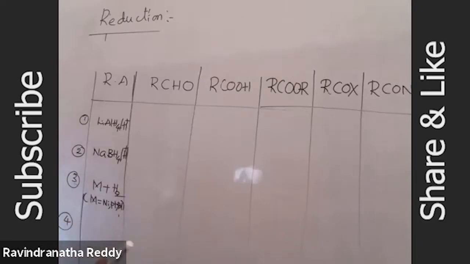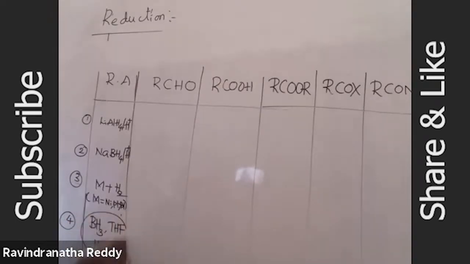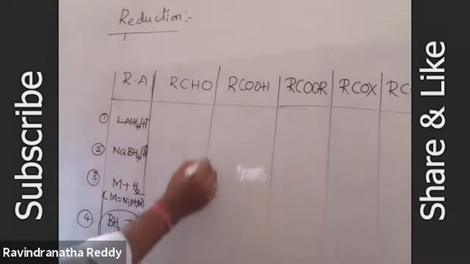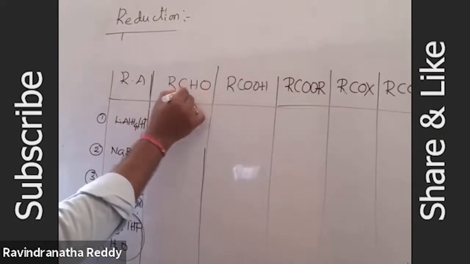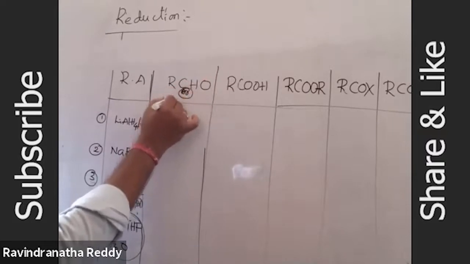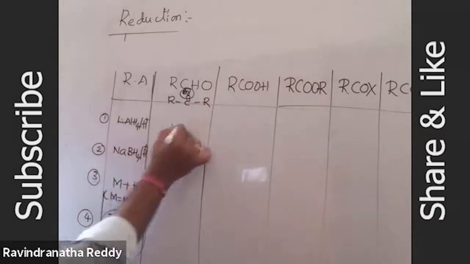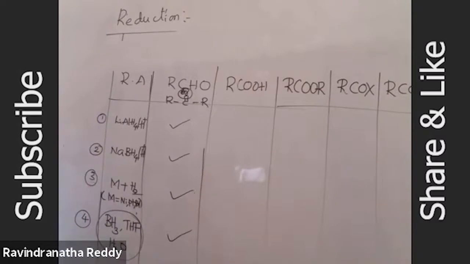Next is another reducing agent, B2H6 or BH3, borane in tetrahydrofuran, followed by H2O, not H2O2. This is another reducing agent. So we have to use different kinds of reducing agents. Now, carbonyl compounds: aldehydes and ketones, both RCHO and RCOR. Here we can use lithium aluminum hydride, sodium borohydride, or metal and hydrogen, and this one also. Any one of these you can use.